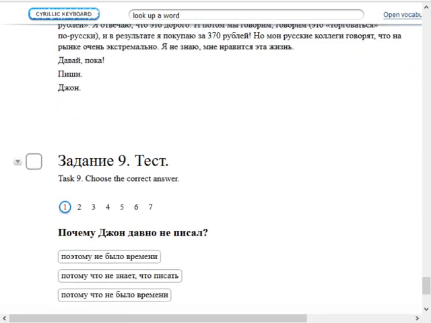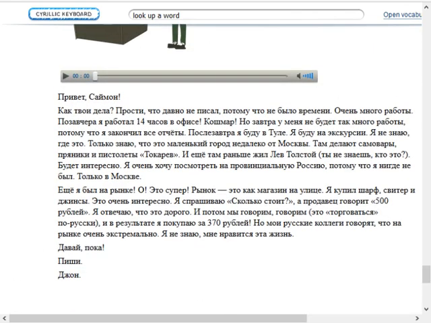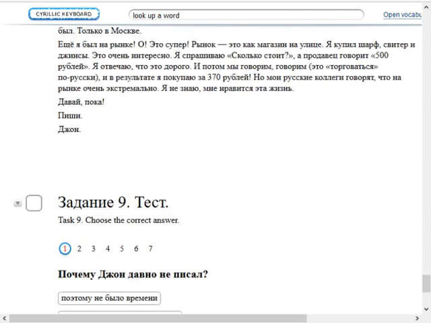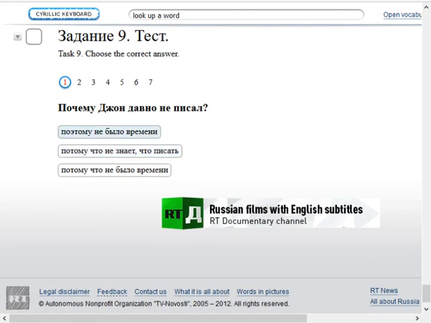Почему John давно не писал? Why did John not write for a long time? He says, потому что не было времени. He didn't have time. So, okay. This option, the second option, because he didn't know what to write, it's obviously not the right one. This one says, therefore, there wasn't time, but actually it's потому что не было времени, because there was not time.